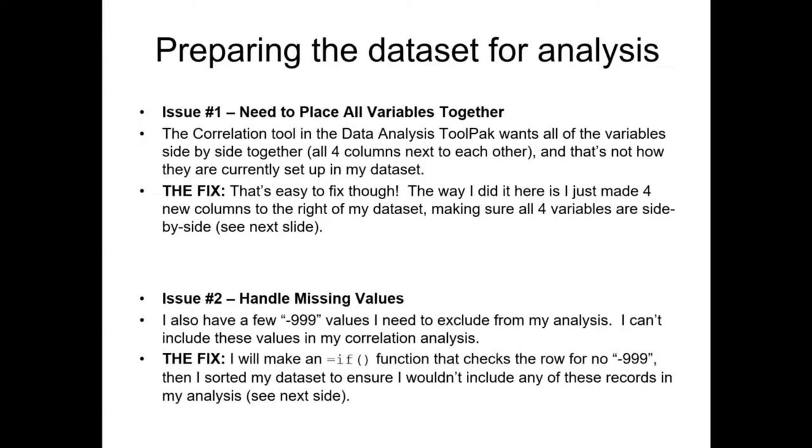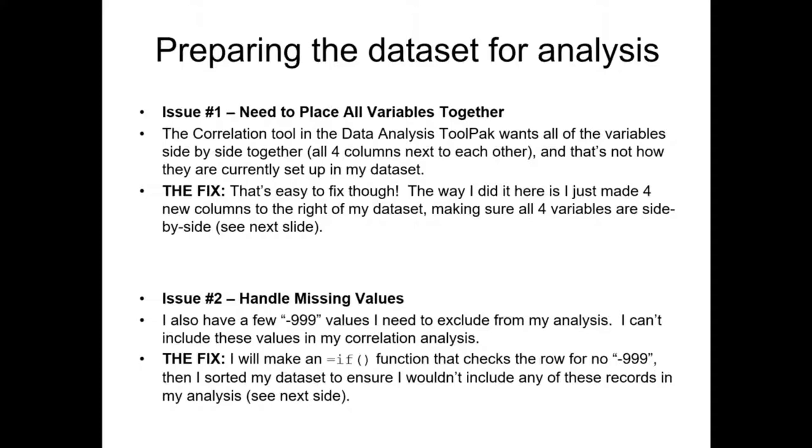The second issue is we need to handle some missing values first. In some of these variables, we have some negative 999 values, meaning a respondent said that they don't know or don't have an answer or have no preference. We can't include these values when we want to compute a correlation. Correlations require that we have interval or ratio level data. A Likert scale from 1 to 5 is indeed interval, but the I don't know or no preference option doesn't fit within the scale. So we're going to have to exclude these respondents from our analysis. We'll fix that using an IF function.